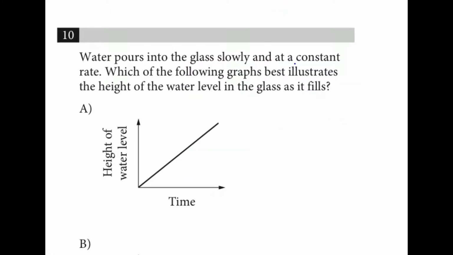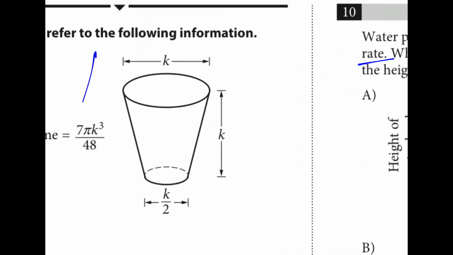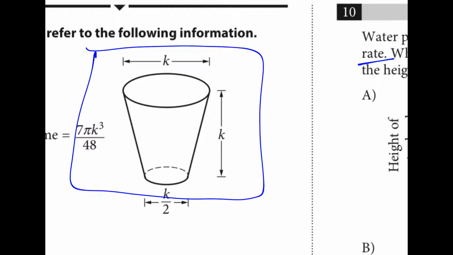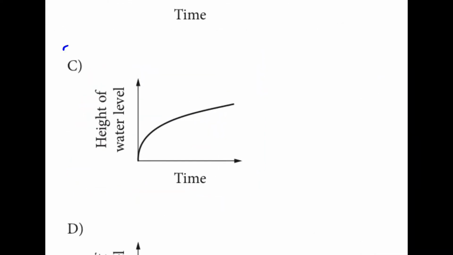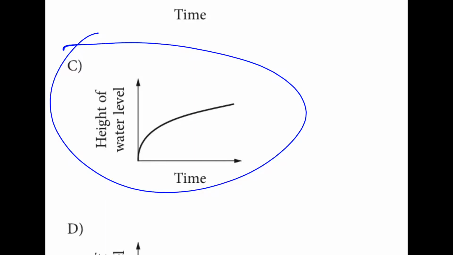Number 10 is tricky because this constant rate idea would make you think that's a straight line. Linear equations have a constant rate after all, so it would be tempting to pick A, but if you look at the actual shape again, because it's narrower at the bottom, at the start it's going to fill up a little bit faster. And then as the diameter of the cup gets larger, it's going to fill up a little bit slower. So C actually matches with that pattern.